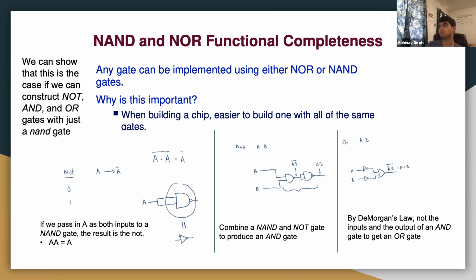So now we just showed that NAND is functionally complete, and we could do a similar thing with NOR. You guys could think about how that would work, but that's how we show that NAND and NOR have functional completeness, and any other gates can be built using either of those two.